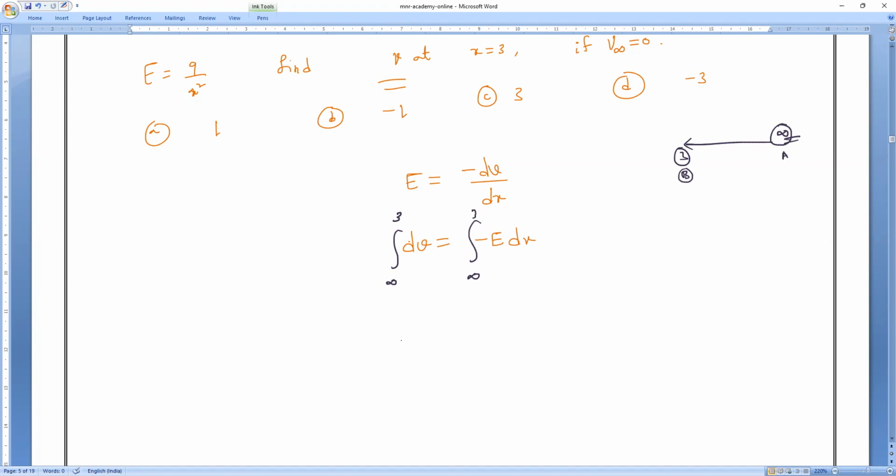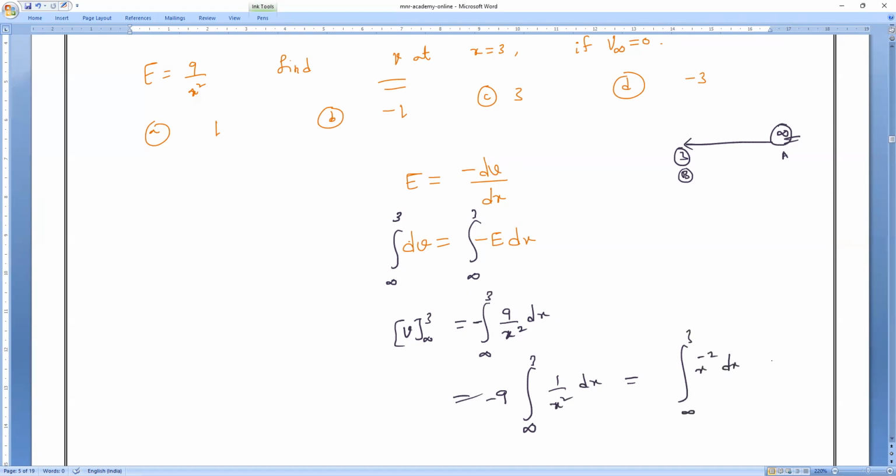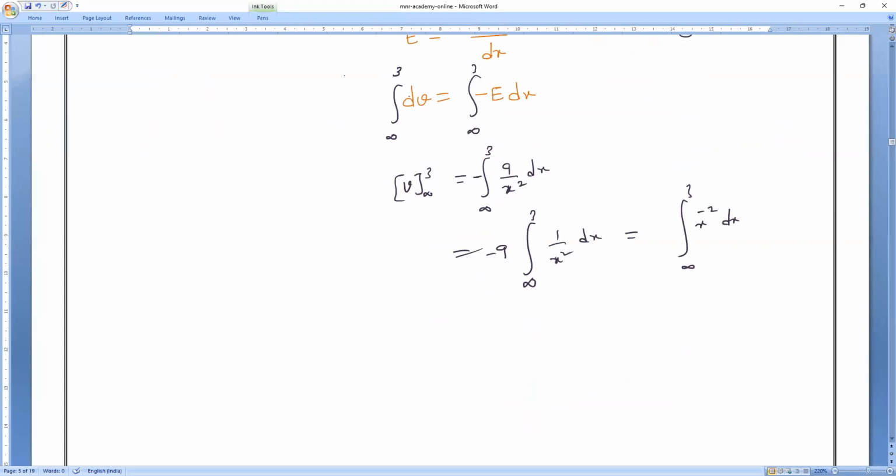So integration of dV is V. Limits 3 to infinity, which is equal to integration from infinity to 3 of the E value. Let me take the minus outside. What is the E value, everybody? 9 divided by x square into dx. We all know that 9 is a constant, so I'm putting it outside. So integration from infinity to 3 of 1 by x square into dx, which I will write as infinity to 3 x power minus 2 into dx. Any problem? Are you clear, everybody? Yes, sir.